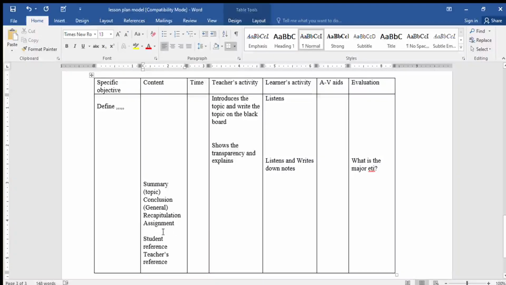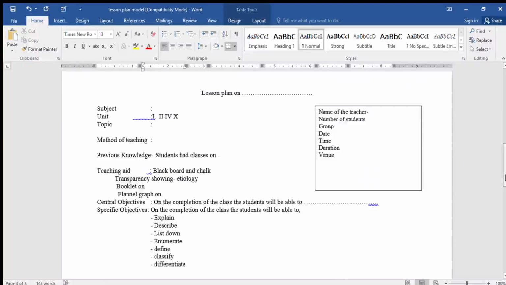And for writing the assignment, which text the students have to refer, you can write as student reference, and which textbook you have referred to take this class, you can write as teacher's reference. This is in short how to write a lesson plan. I hope you understood. If you have any doubts or any clarification, you can always call.